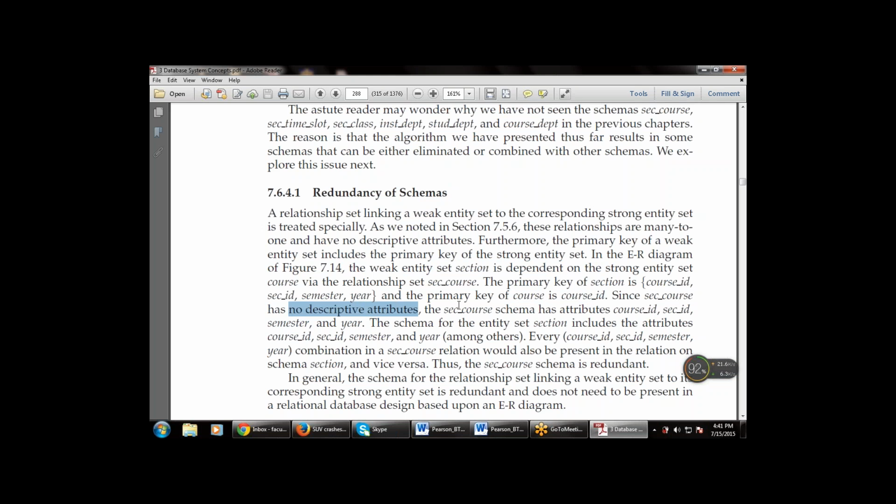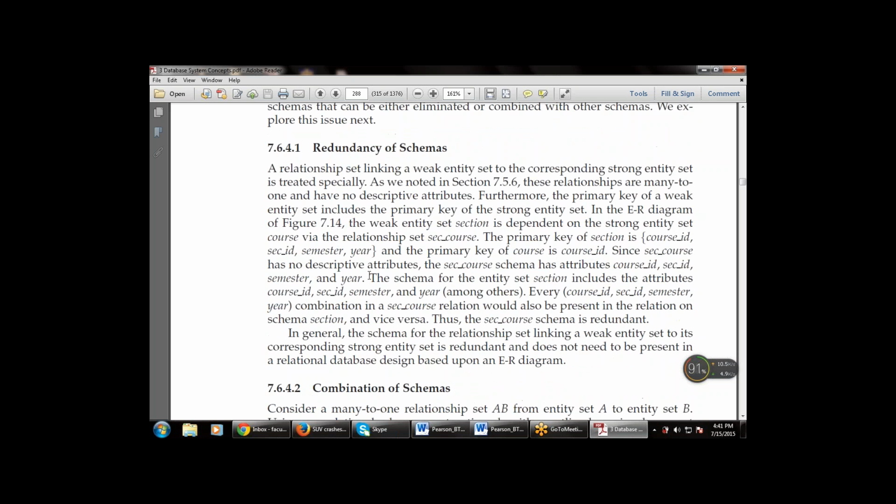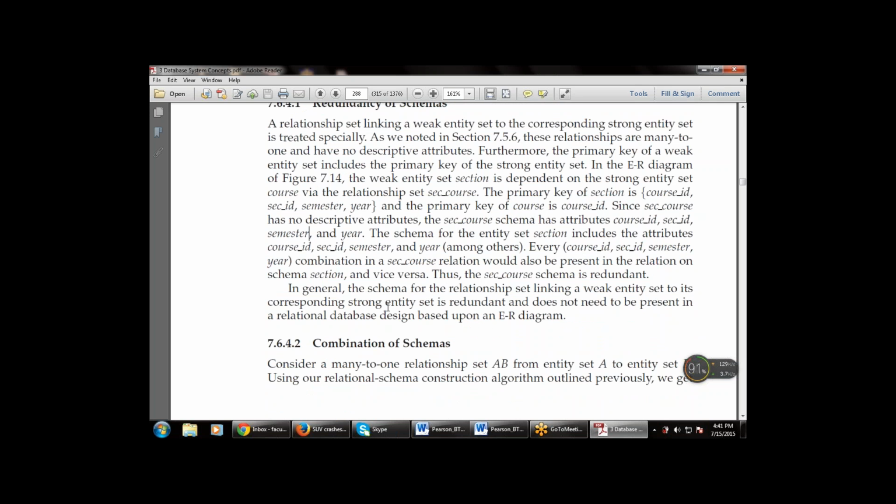Since section course has no descriptive attribute, the sec course schema has the attributes course ID, sec ID, semester, and the year. So the schema used for the entity set section includes the attributes course ID, section ID, semester, year, among the others. In general, the schema for the relationship set linking a weak entity set to the corresponding strong entity set is redundant. That is duplicate data, and it does not need to be present in a relational database design based upon the ER diagram.